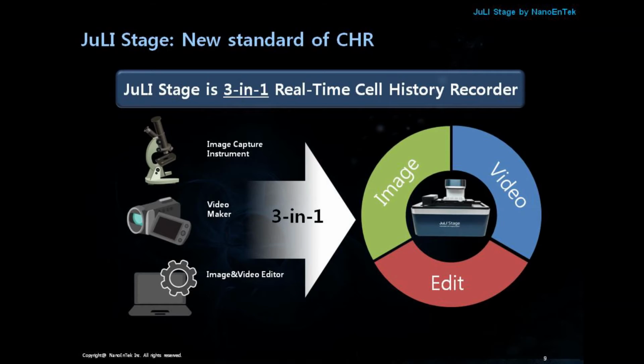I'd like to introduce JuLI Stage as a new standard of CHR. We developed JuLI Stage to save time, energy, and resources for researchers and cost for institutions, so that researchers could concentrate their time and energy on the experiment. JuLI Stage is a 3-in-1 real-time cell history recorder. JuLI Stage could take images and video recordings of cells and their changes. Without additional tools, JuLI Stage can analyze your results. We believe that the JuLI Stage will open doors in the CHR concept.